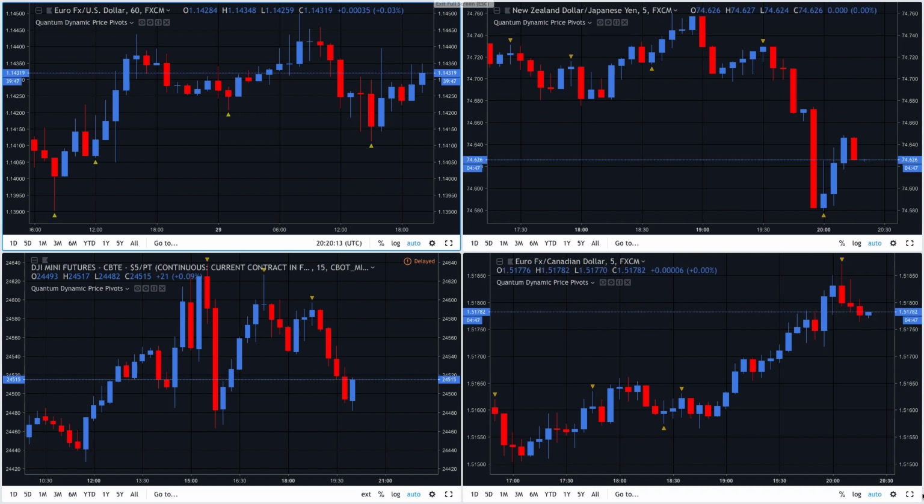The indicator works in all time frames and all markets on the TradingView platform. Such a simple indicator, yet so powerful when applied in the way described here. So why not add it to your toolbox of trading indicators today?